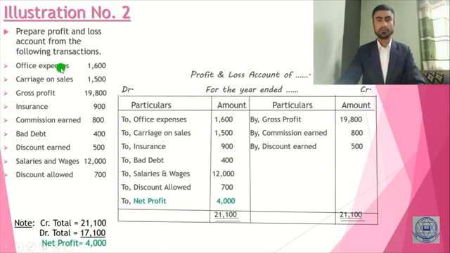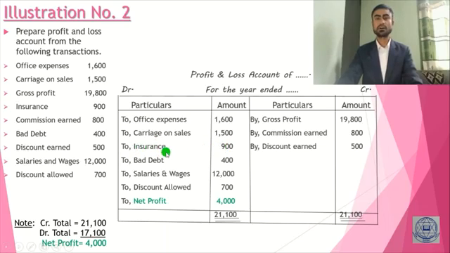Okay, office expenses. Expenses are also on the debit side. Yes, we should write here. Carriage on sales. Okay, it is the expense which is incurred while selling the goods. So it is also recorded on the debit side. Carriage on sales is an expense, 1500. Gross profit is already done. Insurance is also an expense. You should pay the insurance premium, that's why it is an expense. So 900 is written on the debit side.